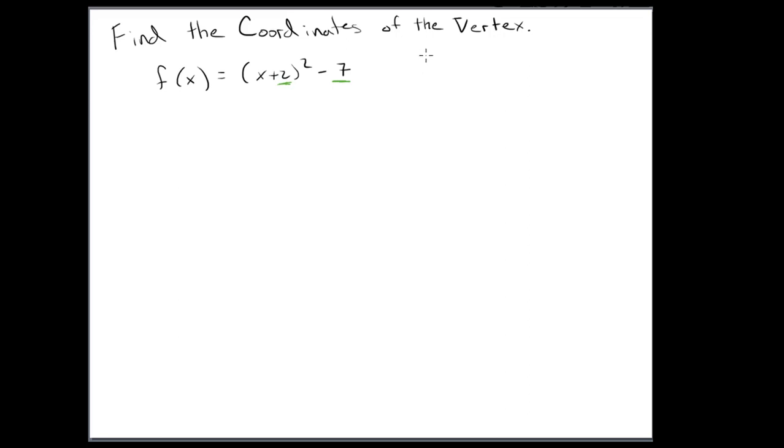And this 2 and 7 are important because remember it's (x minus h) quantity squared plus k. So in this case, h is equal to negative 2 and k is equal to negative 7. So the coordinates of this vertex are negative 2, negative 7.